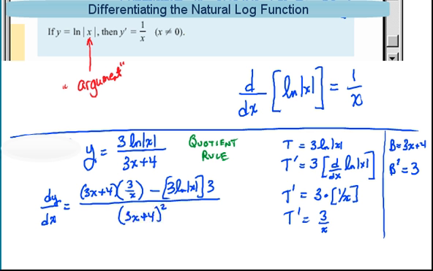Now, we're done with the calculus. The rest of it's a little bit of algebra cleanup that we're going to have to do to match what the back of the book is going to say or what Math Excel is going to accept. And this particular kind of algebra cleanup requires simplifying a complex fraction.